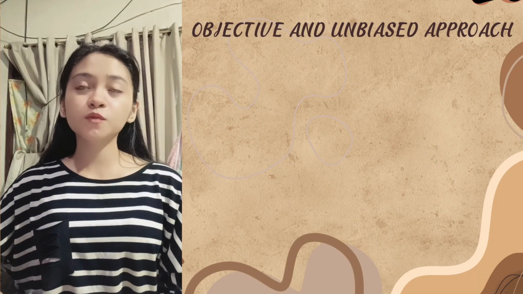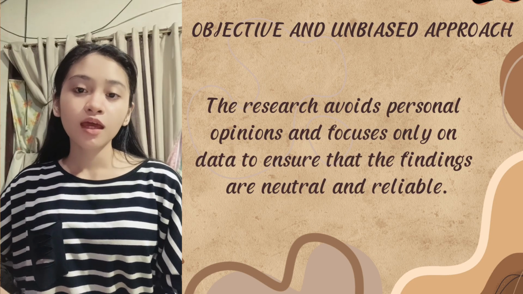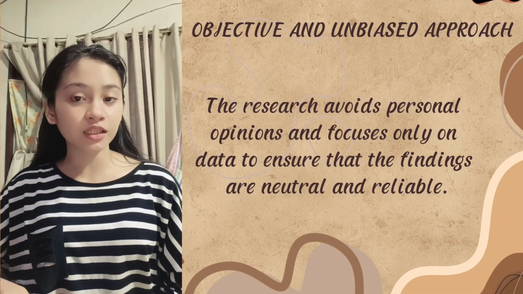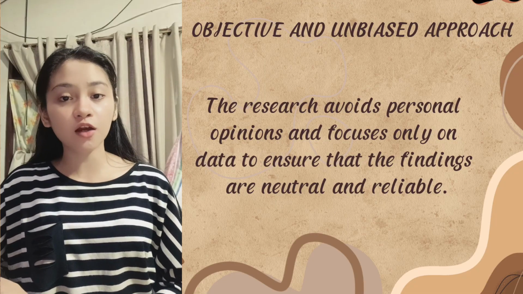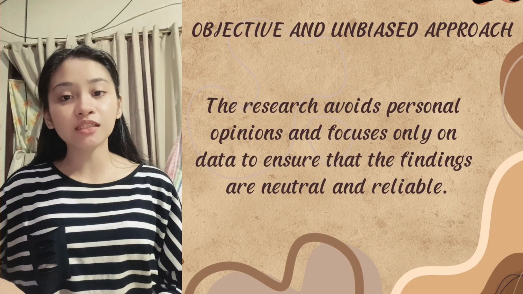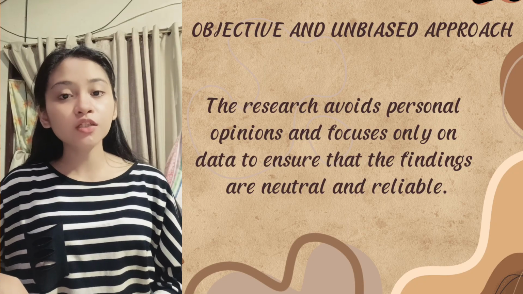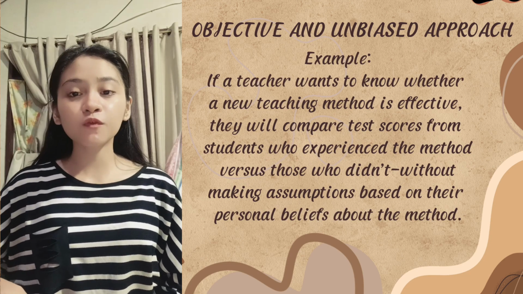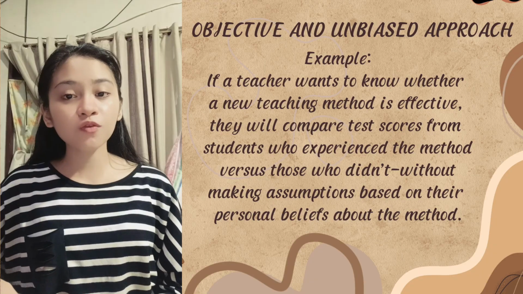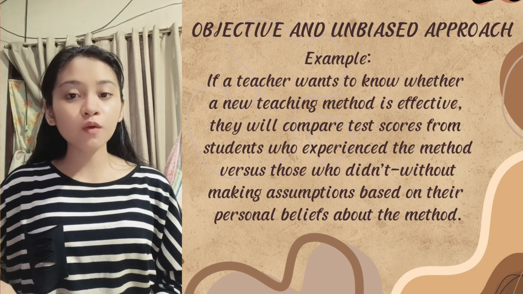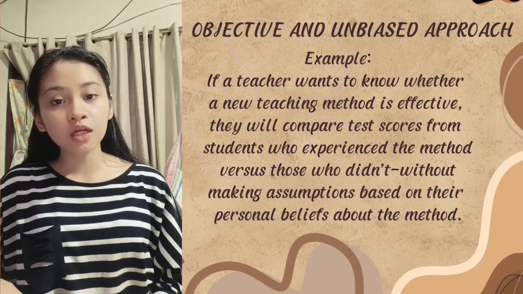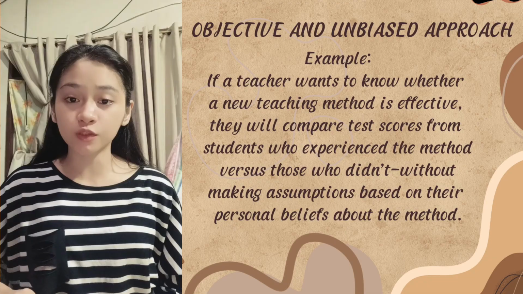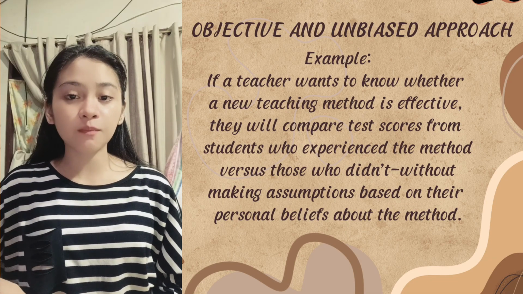Now the next one is objective and unbiased approach. This type of research seeks to remain neutral. The researcher's personal feelings, opinions, or interpretations are minimized. The results are based solely on the data collected, ensuring that the outcome is not influenced by the researcher's biases. So the example for this one is if a teacher wants to know whether the new teaching method is effective, they will compare test scores from students who experienced the method versus those who didn't, without making assumptions based on their personal beliefs about the method.